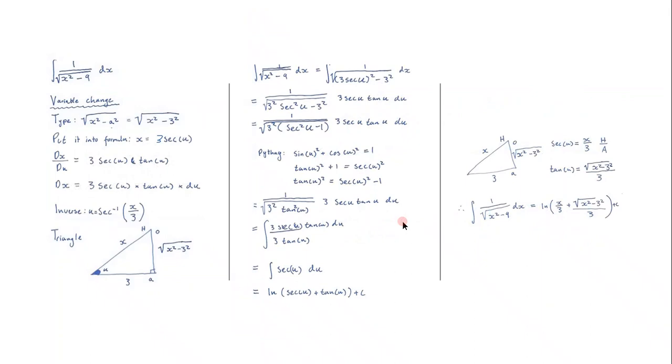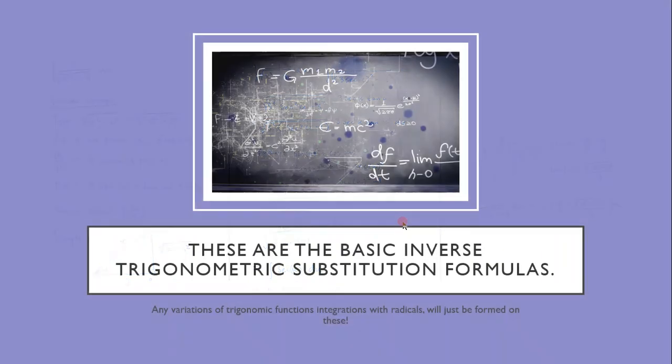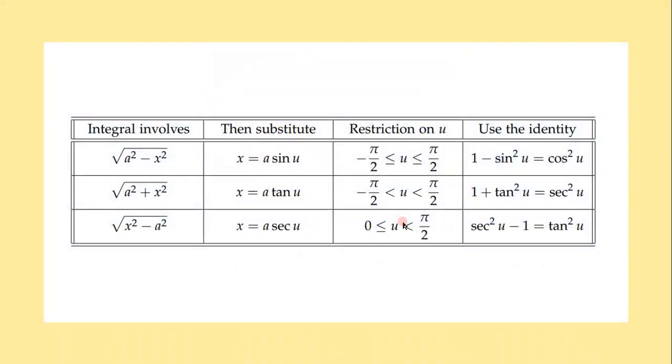This is the last example for the video, because these are all of the basic inverse trigonometric substitution formulas. Any other radicals or any other forms of it are just variations of the three that we just learnt. That's it. So now you should be able to understand what this table means, which identities you use, what the integral involves, why we use these, and so on.